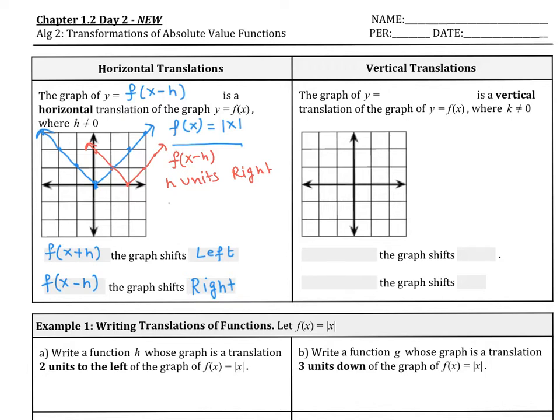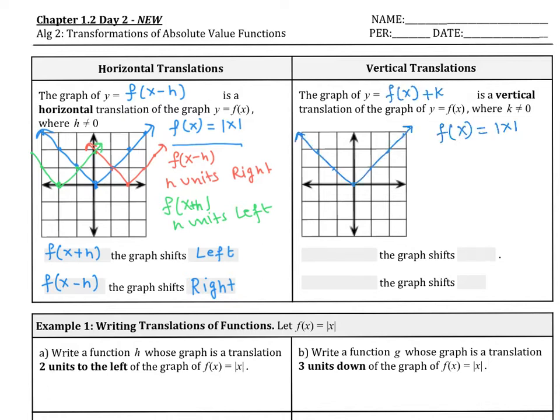And if you have f of x plus h, then you're going to move the graph h units to the left side. For example, if you have h as 2, then you're going to move this 2 units, and you're going to follow the pattern that is up 1 over 1 and make a graph.